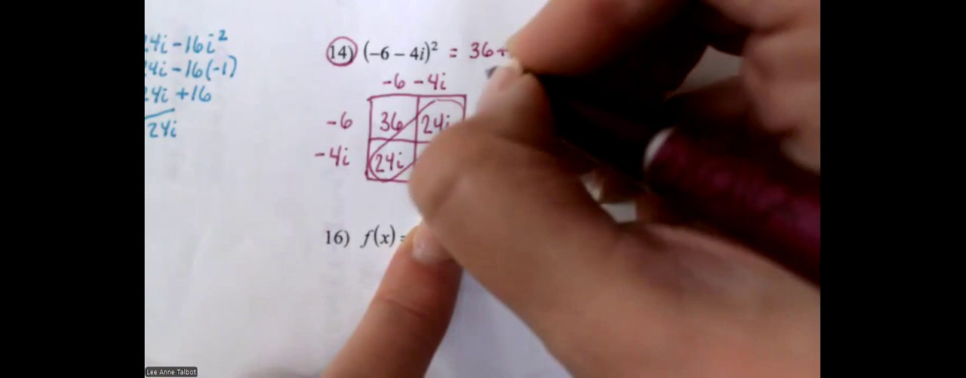Okay, so you have 36 plus, and then I combine these guys, 48i, minus 16. And then 36 minus 16 is 20, so 20 plus 48i.